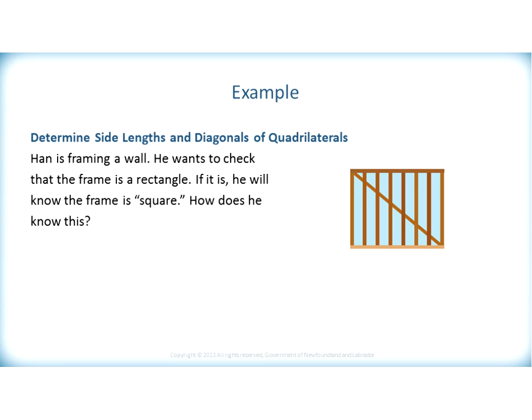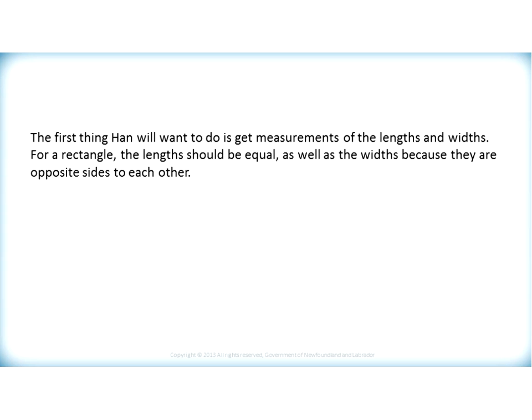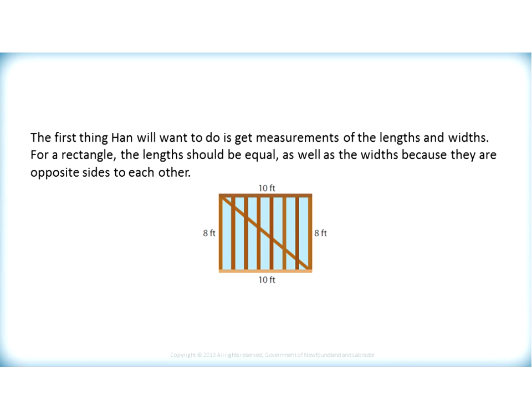Well, the first thing he's going to have to do is get the measurements of the lengths and the widths of this rectangle, or this potential rectangle, I should say. For a rectangle, we know that the opposite lengths should be equal, and the opposite widths should be equal as well, because they are opposite sides to each other. So in a rectangle, opposite sides are always equal. So he took his ruler and he measured his rectangle, or potential rectangle, and he got these side lengths. So he got his lengths are 10 feet each, and his widths are 8 feet each.